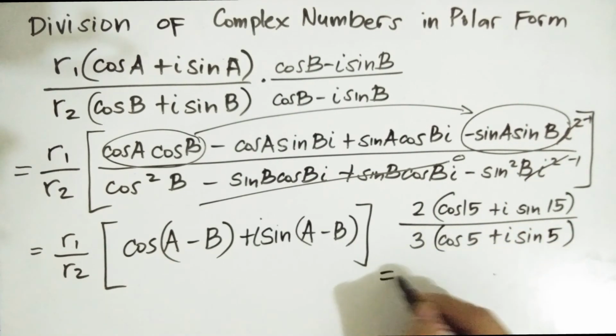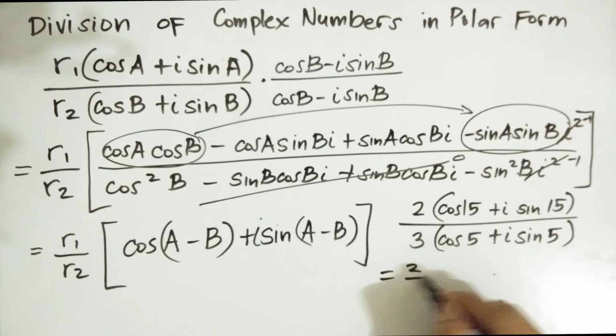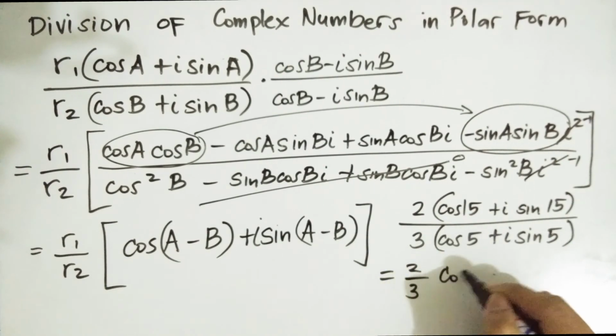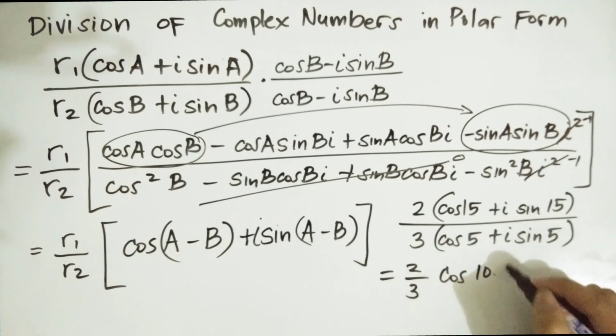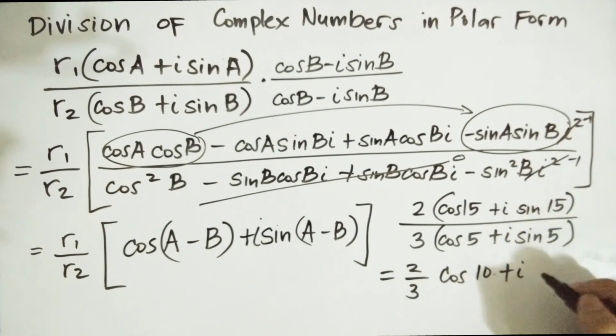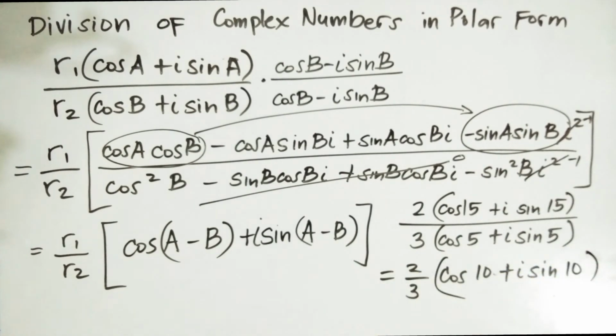So for the quotient, this is just equal to 2/3 of cosine of 15 minus 5, which is 10, plus I times sine of 10. You have your quotient of the two complex numbers.